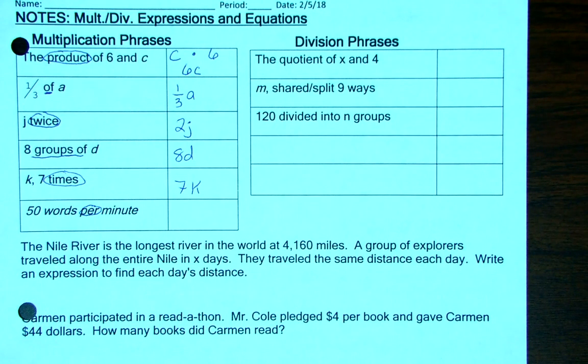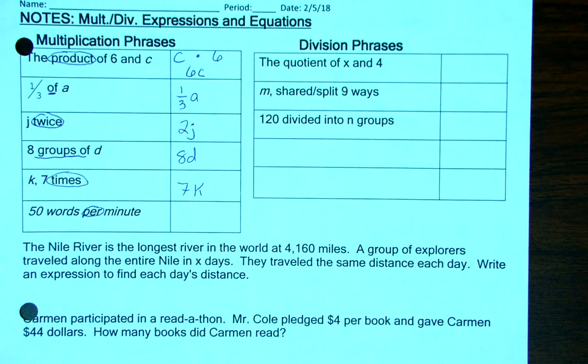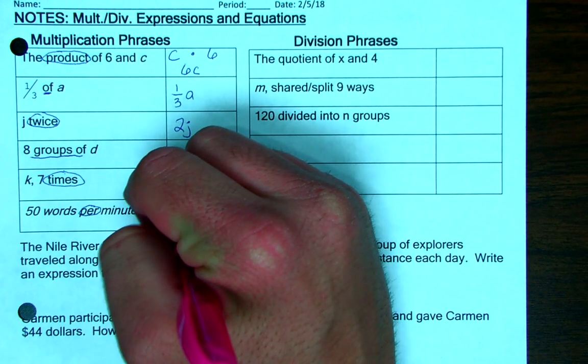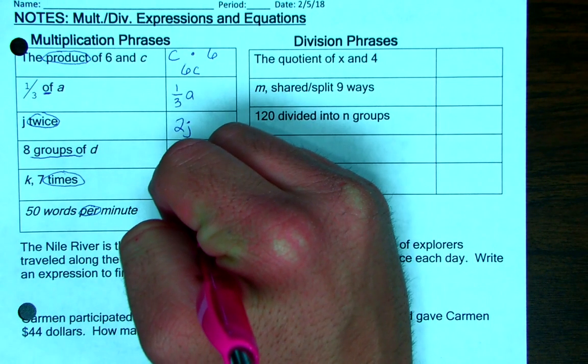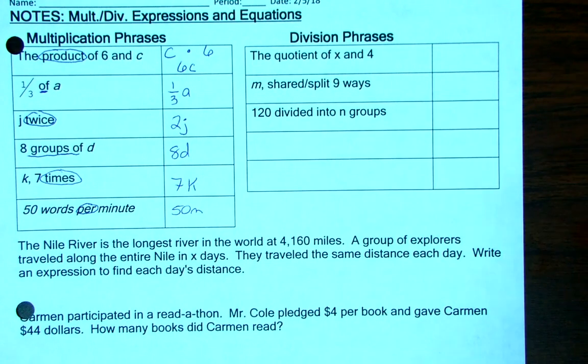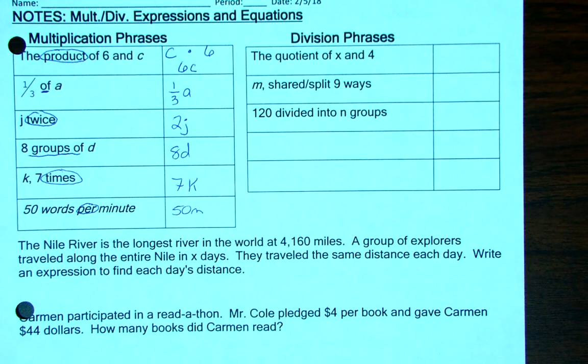Now, what do you want to use as your variable here? I'm going to use M for minutes. So it's 50 words for each minute. Okay. Alright, so that's multiplying phrases.